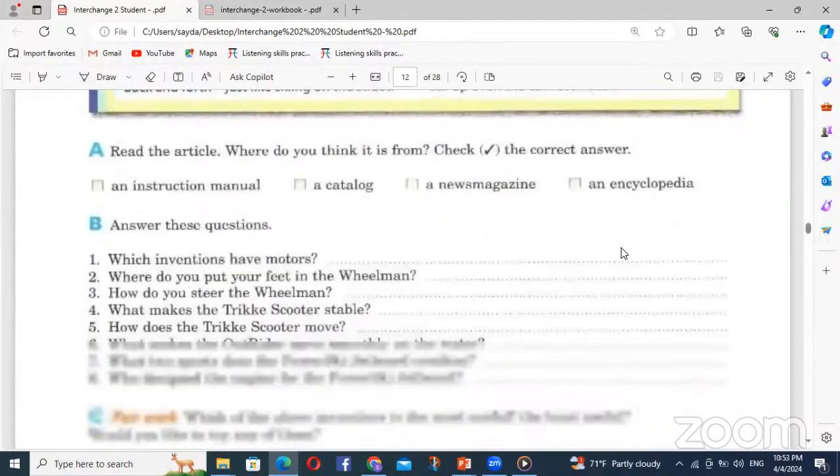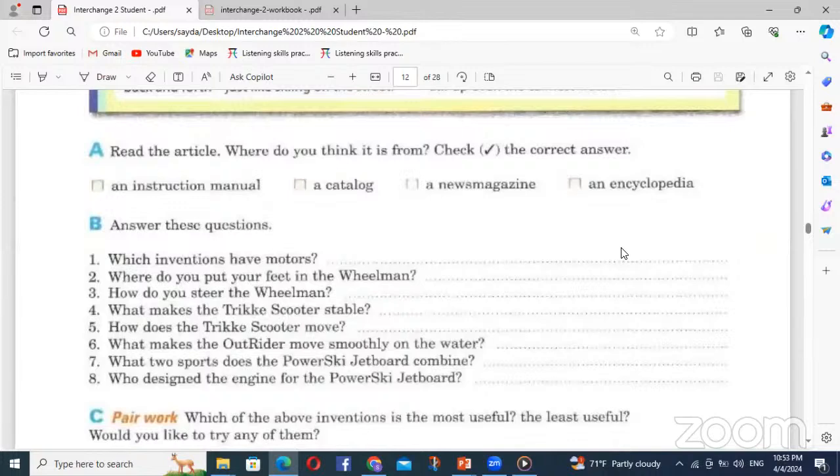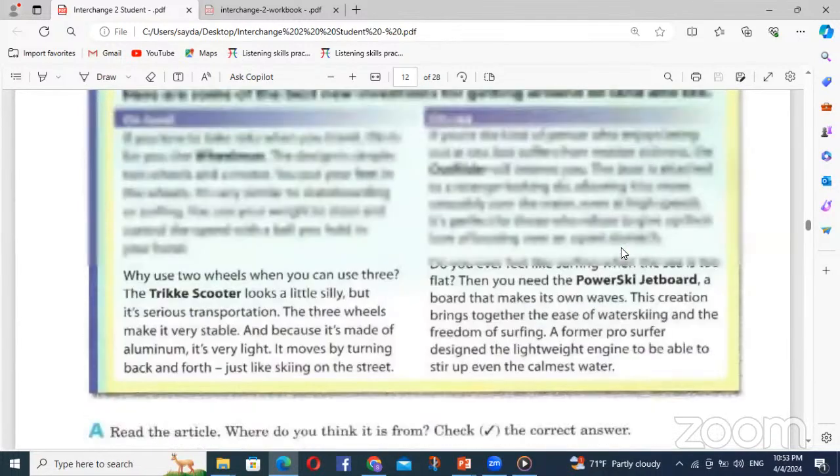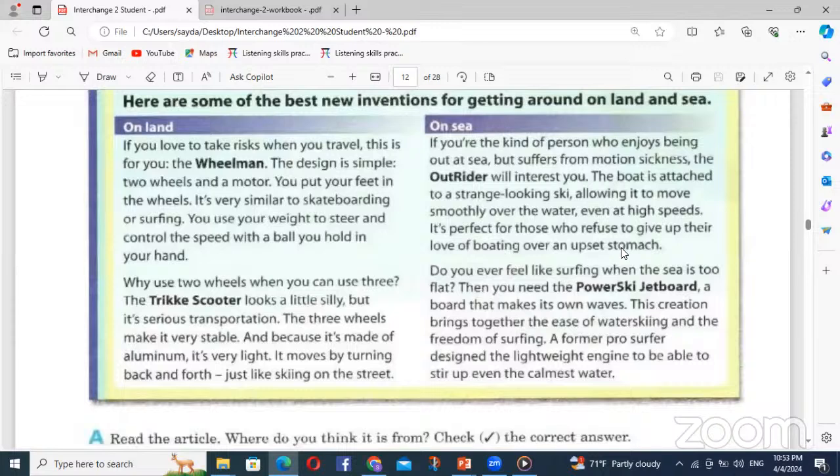Question number 2: where do you put your feet in the wheelman? In the wheel. Your feet on the wheels. You put your feet in the wheels. Okay, two feet in the wheels. Let's go to the next one.